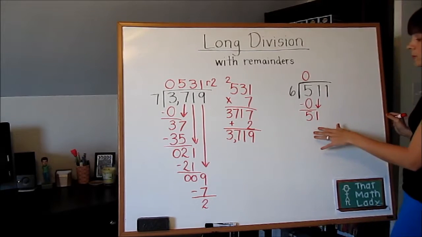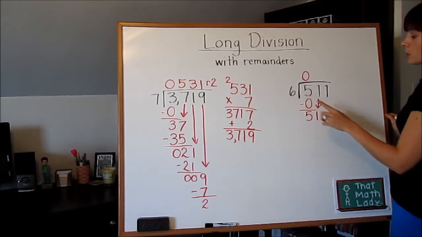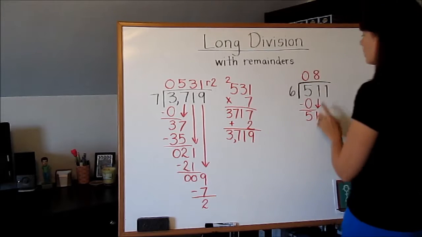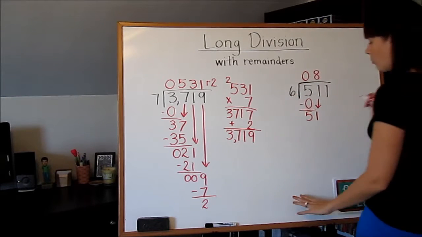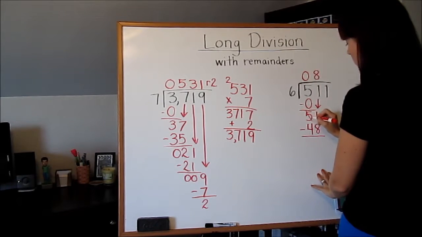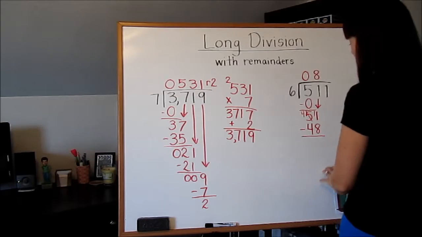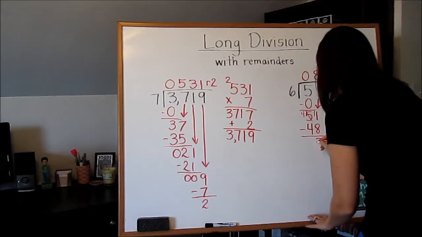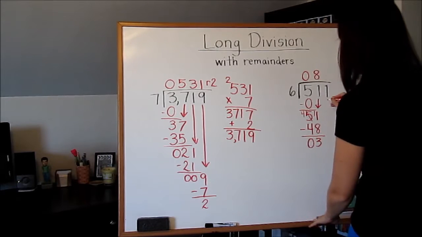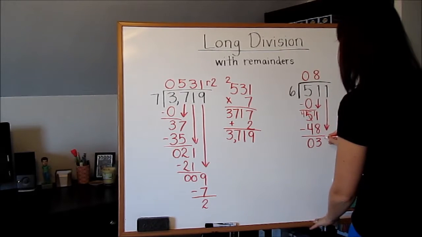Okay, so now I have 51 divided by 6. 6 goes into 51 8 full times without going over. 8 times 6 is 48. Subtract. 11 minus 8 is 3. Then 4 minus 4 is 0. Okay. Bring down my last number, which is a 1.